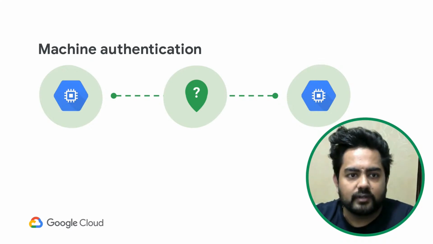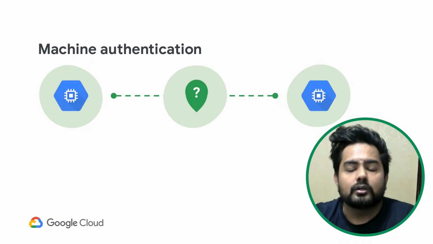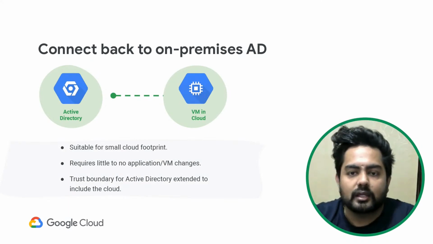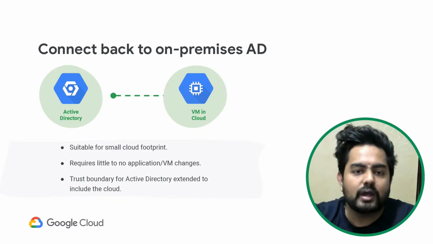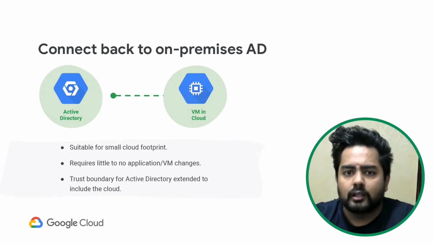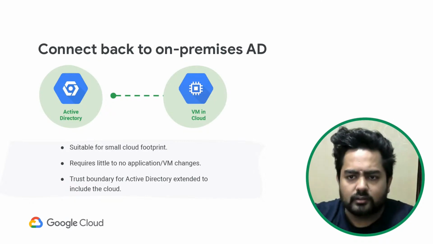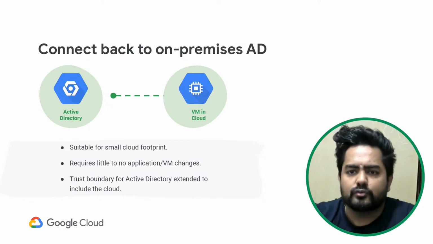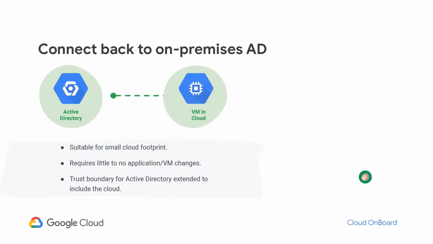Each has its own benefits. When you migrate your VMs to Google Cloud, these machines can authenticate using your on-prem Active Directory or maybe an Azure Active Directory server. It is suitable when your cloud footprint is very small in comparison to the source environment. The advantages of the strategy are that there would be little to no application or virtual machine changes, and it saves a lot of time because you don't have to move your ID provider. The disadvantage is that the trust boundary of your Active Directory is now extended to include your cloud environment, which needs to be hardened, else there would be security issues.